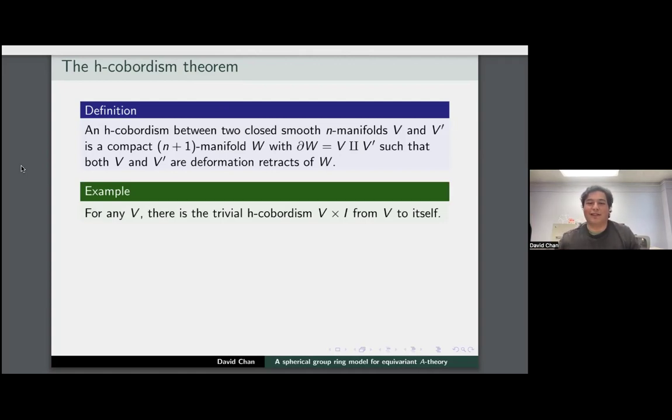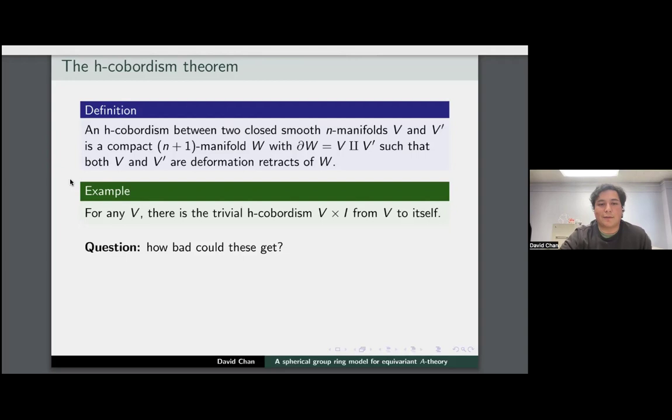Okay. So we have an example, right? For any V, there's a trivial H-cobordism, V cross I from V to itself. This is clearly a deformation retract onto either end. And well, for a while, you play around with these, and of course cobordisms can be hard to draw, and they can be even harder to draw when you add this little extra deformation retract condition here. And so you might ask yourself, how bad could these be?